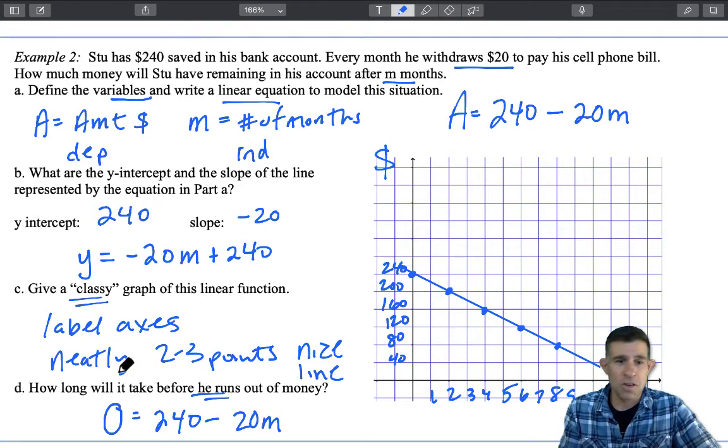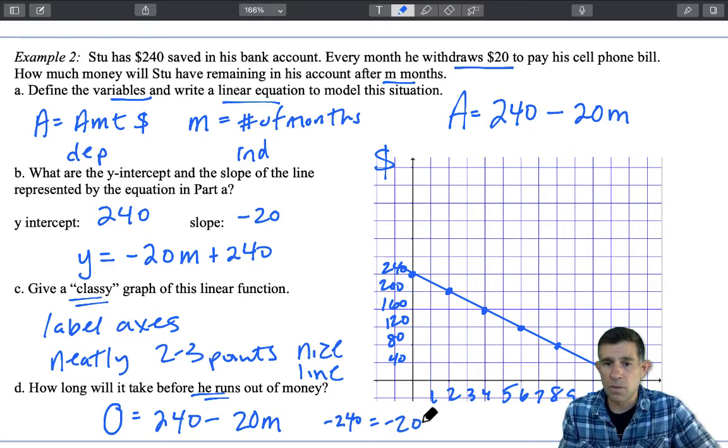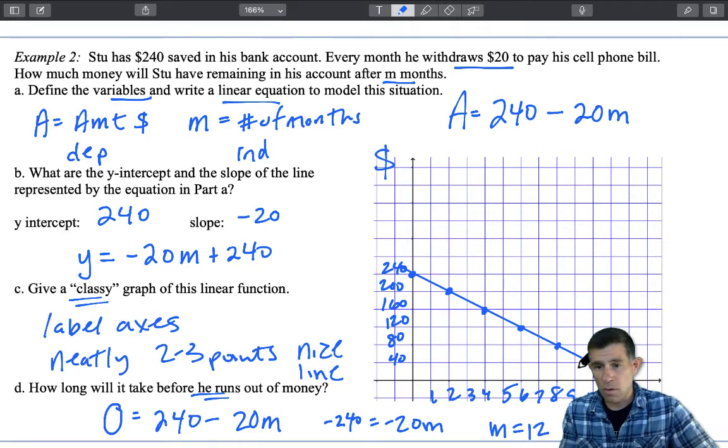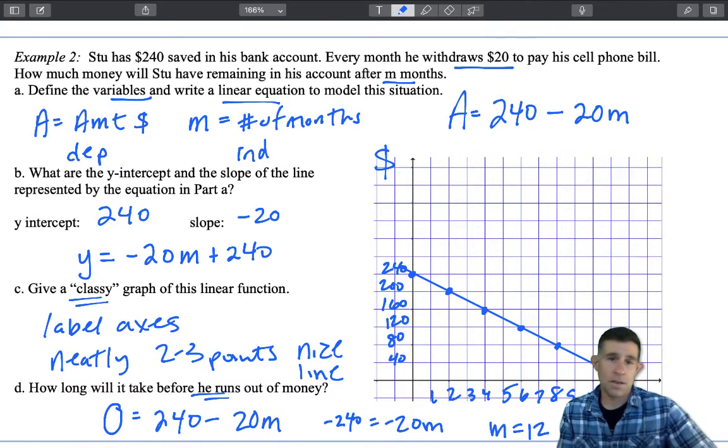So we're going to subtract over our 240. That gives us negative 240 is equal to negative 20m. Divide over by that negative 20, and m is going to equal 12. Now we could continue our pattern out onto our graph, and we would find that same answer. When we reach 12 months, we'll be at $0 left in that account.